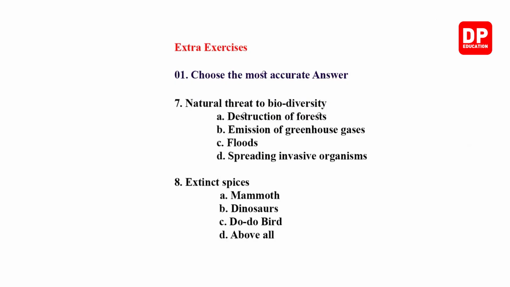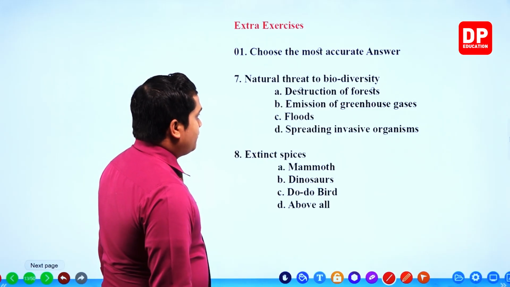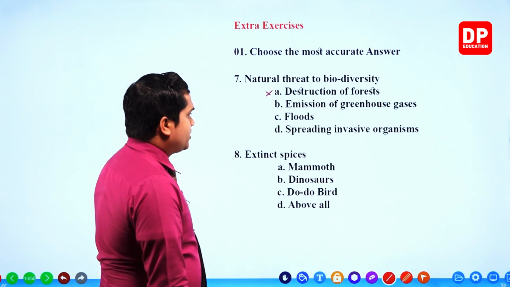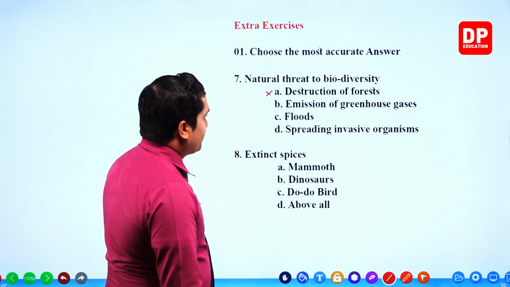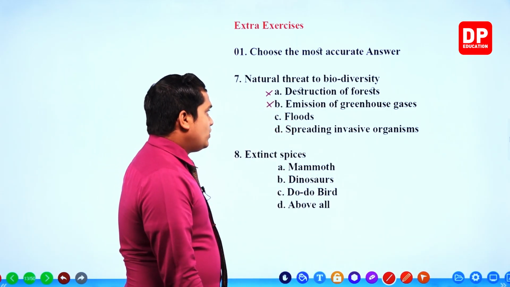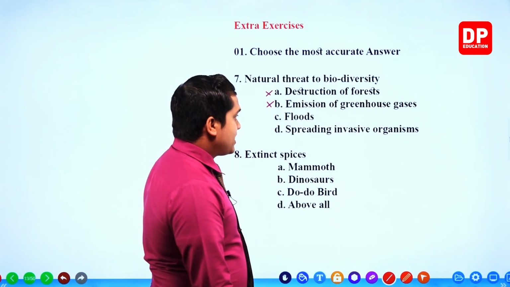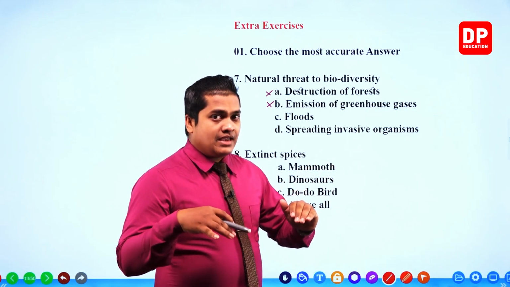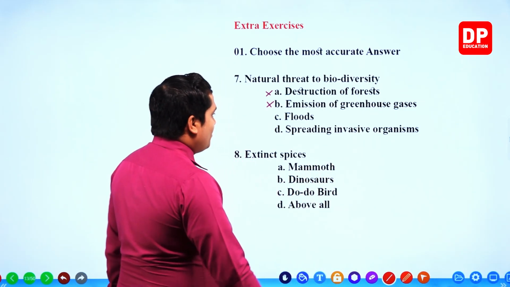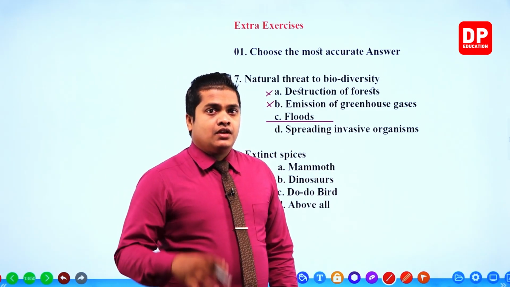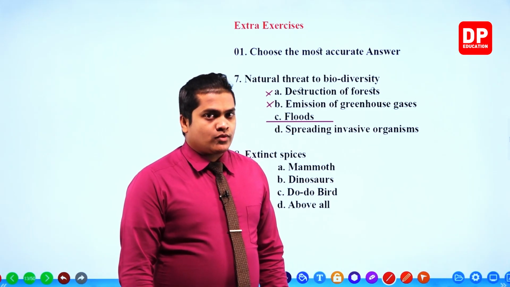Next one. Natural threat to biodiversity. Destruction of forest. It is not a natural threat. Humans are going to destroy forest. Next one. Emission of greenhouse gases. Once again the same, right? Humans are the ones who emit greenhouse gases, and also spreading invasive organisms is caused mainly by human activities. However, my dear children, floods occur mainly because of natural changes or natural reasons.